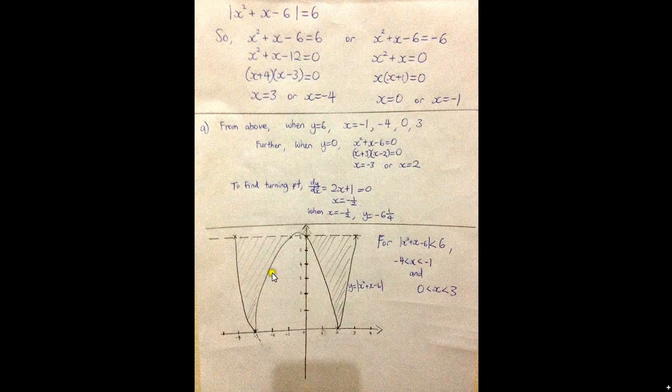So looking at the graph, the shaded region will be the parts that corresponds to this inequality. Modulus x squared plus x minus 6 is less than 6. And with that, this is the answer for the question.